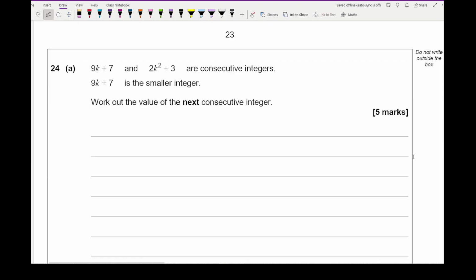Moving on to question 24a, it says 9k plus 7 and 2k squared plus 3 are consecutive integers. 9k plus 7 is the smaller integer. Work out the next consecutive integer. Well, with two consecutive integers, if I work out the difference, then the difference between two consecutive numbers must equal 1, positive 1, if you take the big number, take away the smallest number. So if I do 2k squared plus 3, minus (9k plus 7), that should equal 1.